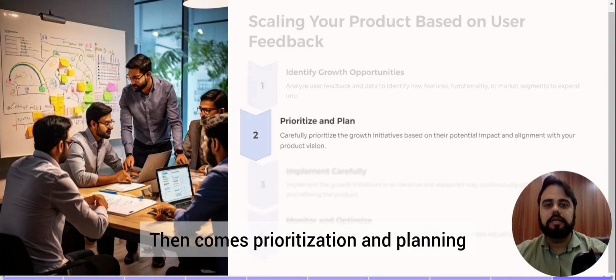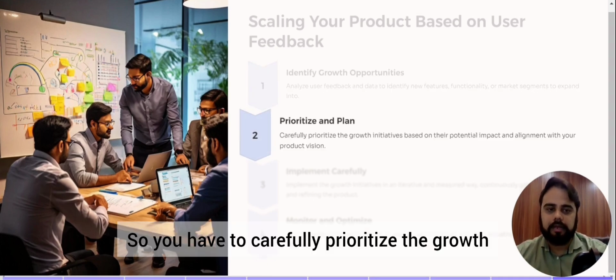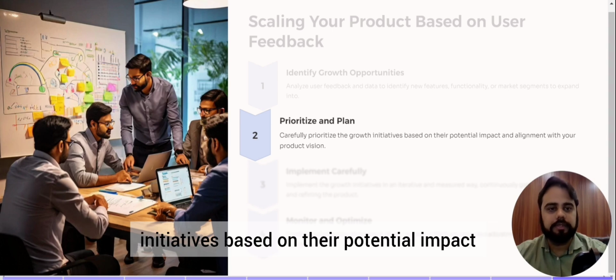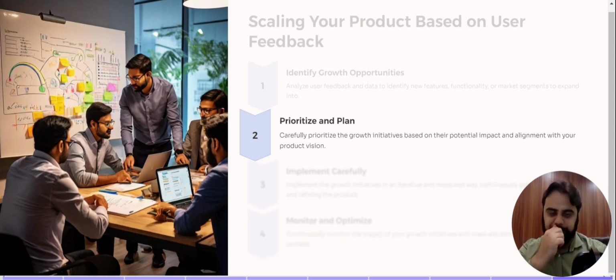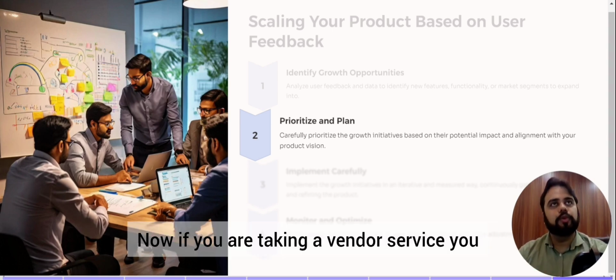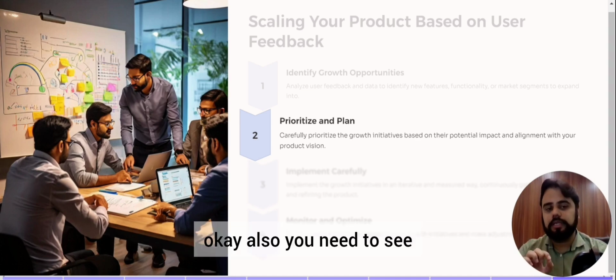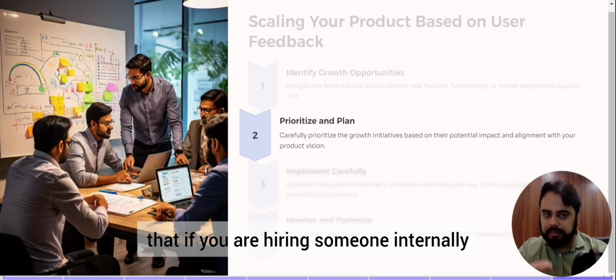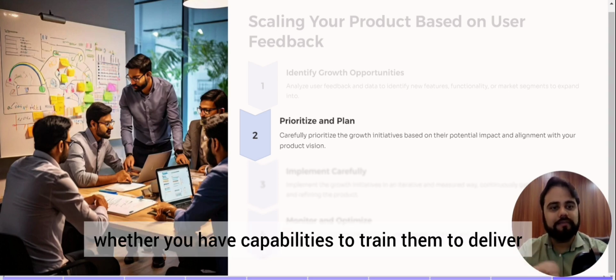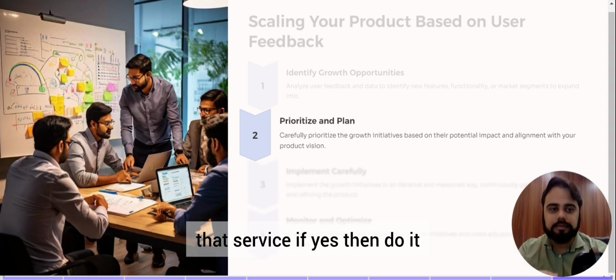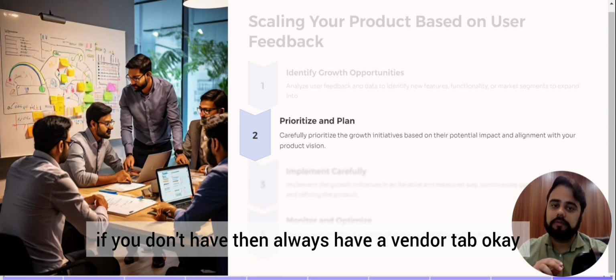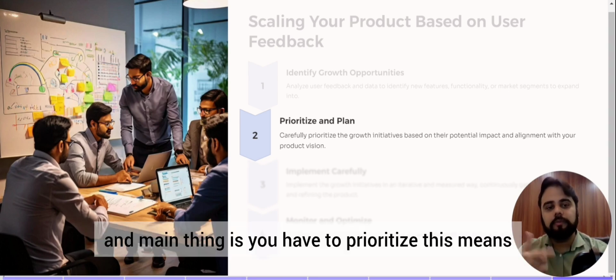Okay, then comes prioritization and planning. You have to carefully prioritize the growth initiatives based on their potential impact. Now if you are taking a vendor service, you should have a proper NDA with them. Also, if you are hiring someone internally, you need to see whether you have the capability to train them to deliver that service. If yes, then do it. If you don't have, then always have a vendor tie-up. And the main thing is you have to prioritize this.